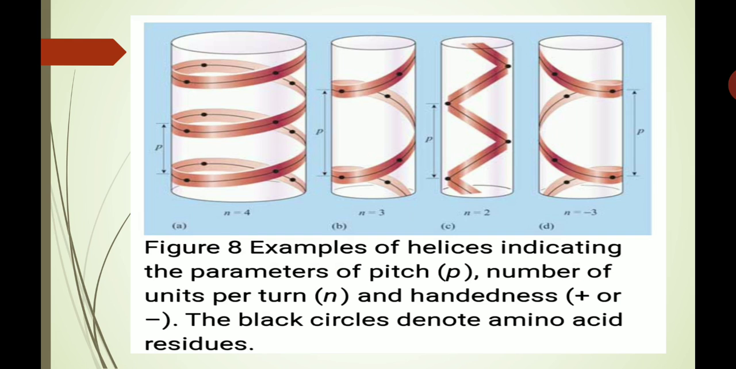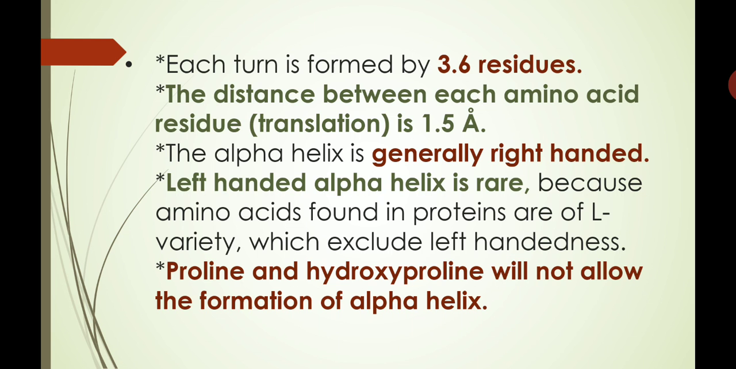Here we can see in this diagram examples of helices indicating the parameters of pitch, that is P, the number of units per turn n, and the handedness, that is whether it is left-handed or right-handed, either positive or negative. The black circles in this figure denote the amino acid residues. The black dots which we are seeing here represent the amino acids.